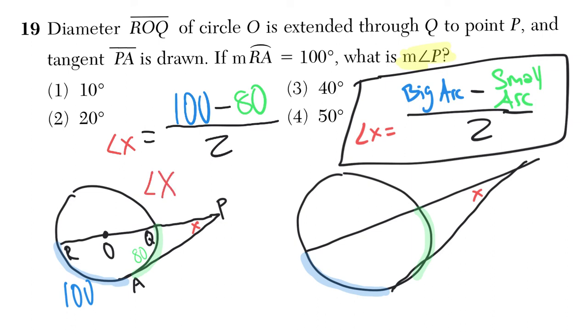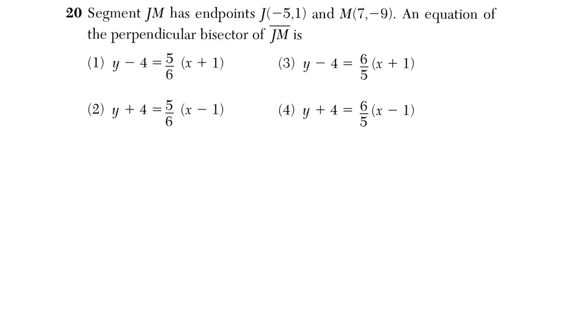So angle x equals 10. Is that an option? And by angle x, we're talking about, of course, angle p. Is that an option? It is. It's option number 1.